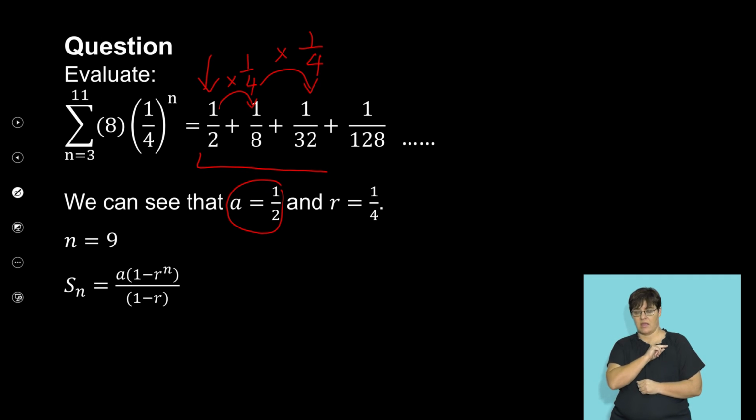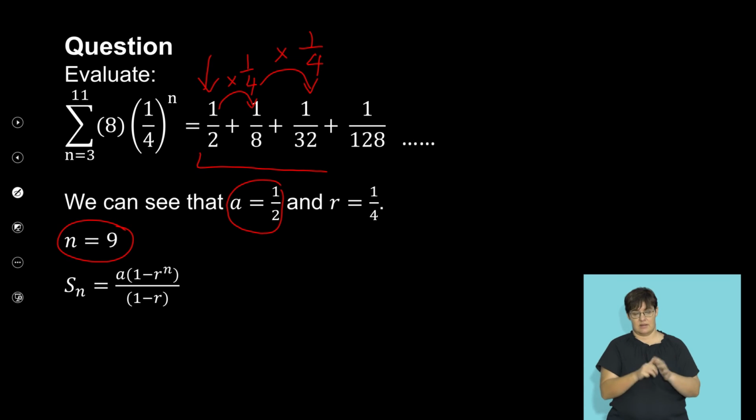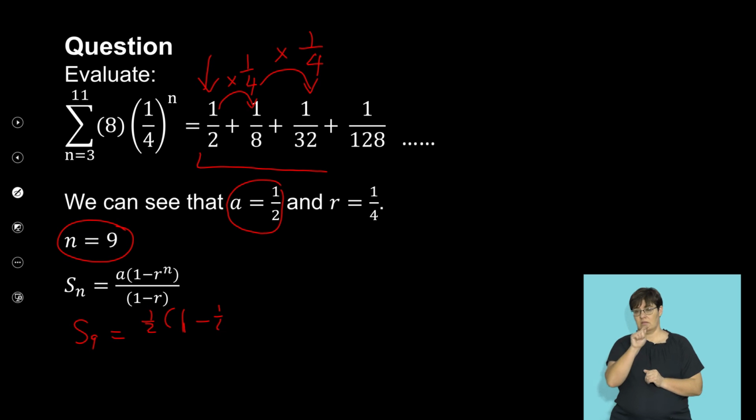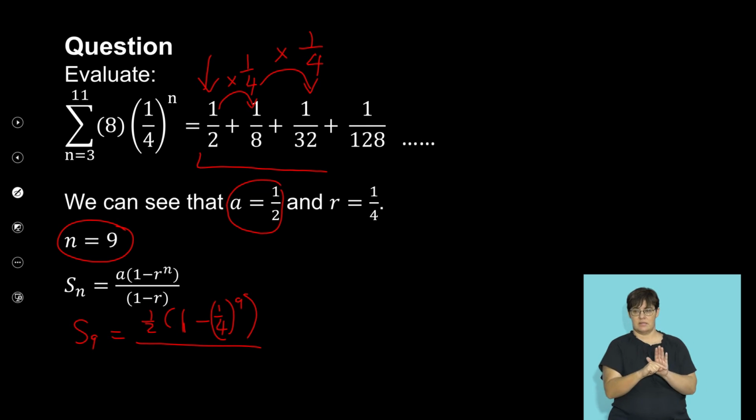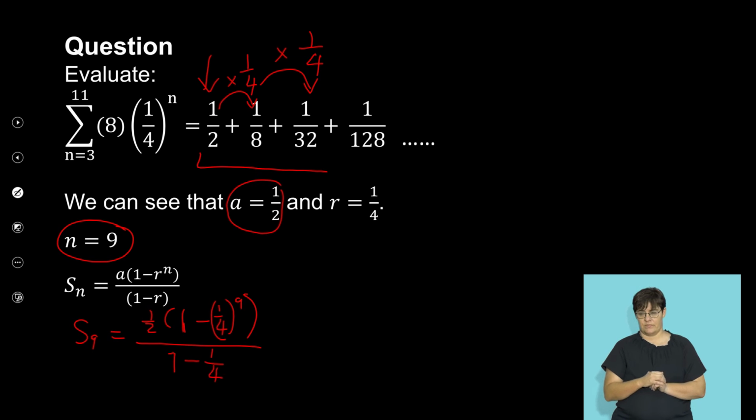And because I used top minus bottom plus 1, I know that n is equal to 9. Because I have my A, as well as my R, as well as my n, I can substitute into Sn. So the sum of the first 9 terms will be equal to our half times 1 minus a quarter, to the power of n because it's the first 9 terms, or there are 9 terms rather involved in this sum, all over 1 minus a quarter.